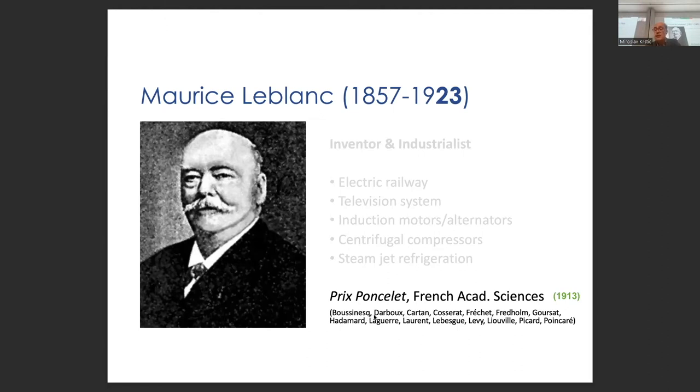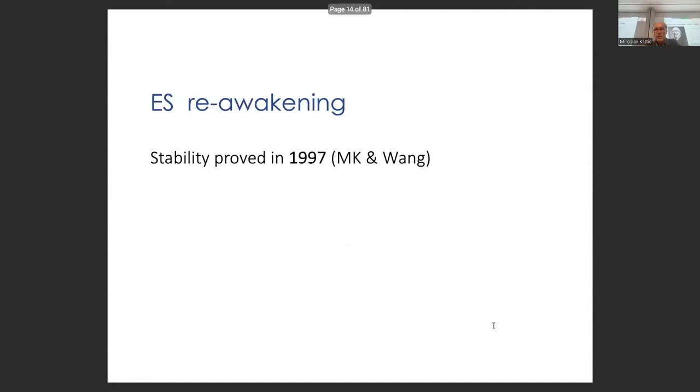the mostly mathematicians and some mechanists, physicists, such as Boussinesq, Darboux, Cartan, Fréchet, Fredholm, Goursat. This is small font, so I'm reading it, so make sure everybody got it. Hadamard, Laguerre, and so on and so forth. Poincaré. This man's inventions were respected enough to put him in the company of these recipients of this prize.